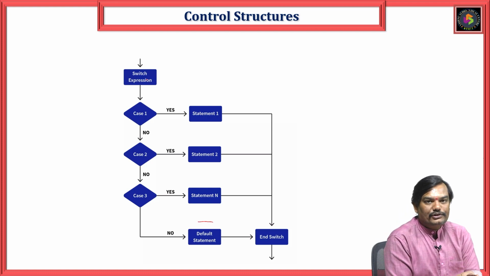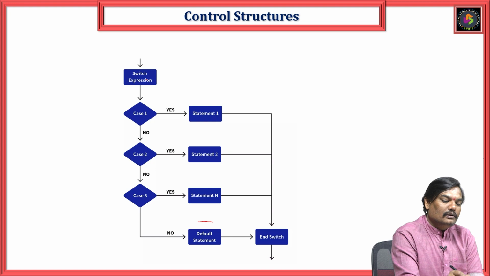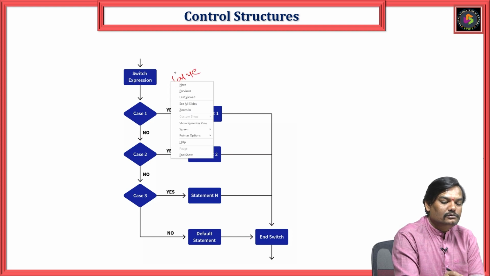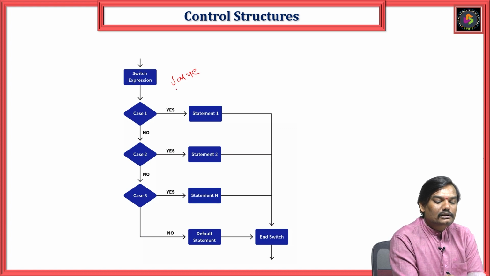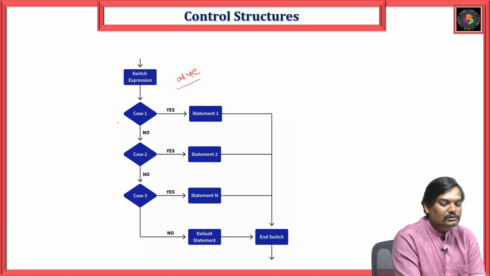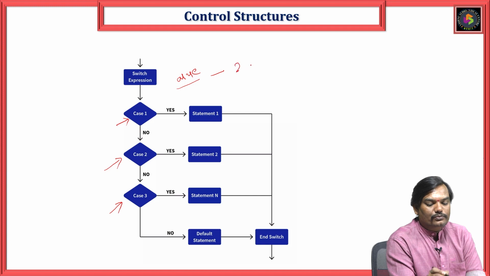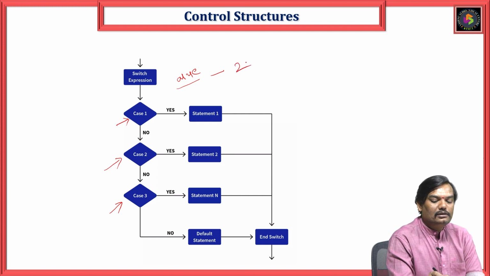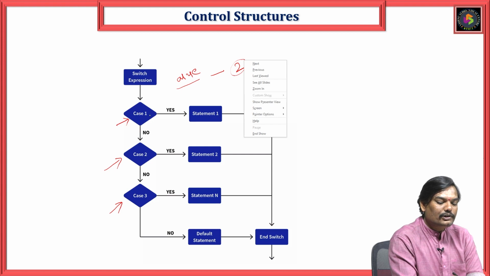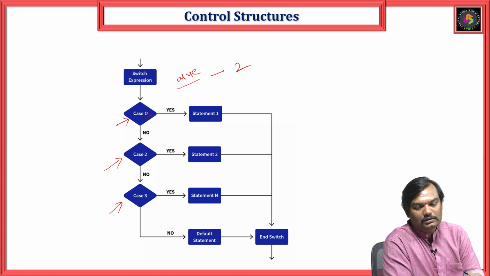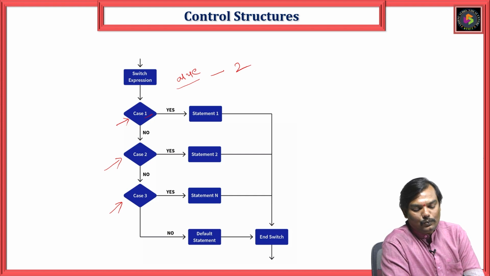So switch will be passed an expression. When the expression is evaluated, we get a value. This value will be compared with the case values: case 1, case 2, case 3. Assume that the evaluated expression value is 2. Now how will the comparison be done? The expression value 2 will be compared with the case value, which here is 1. 2 is not matching with case 1.